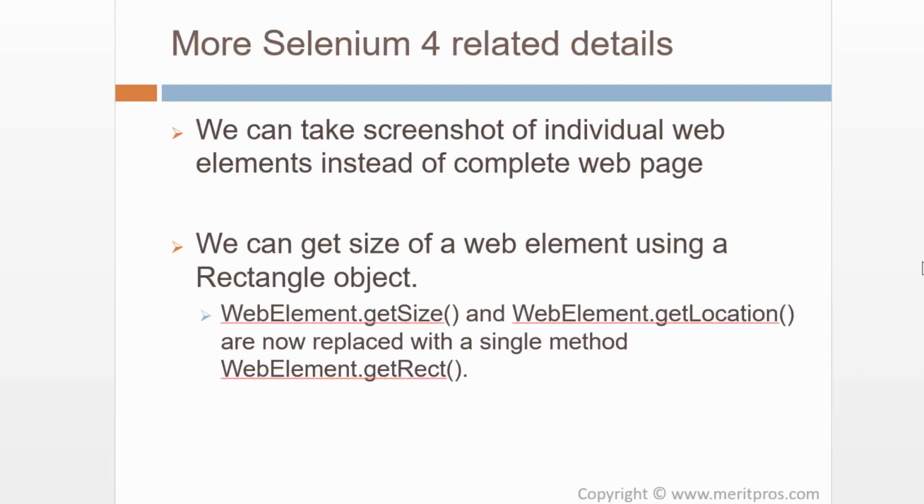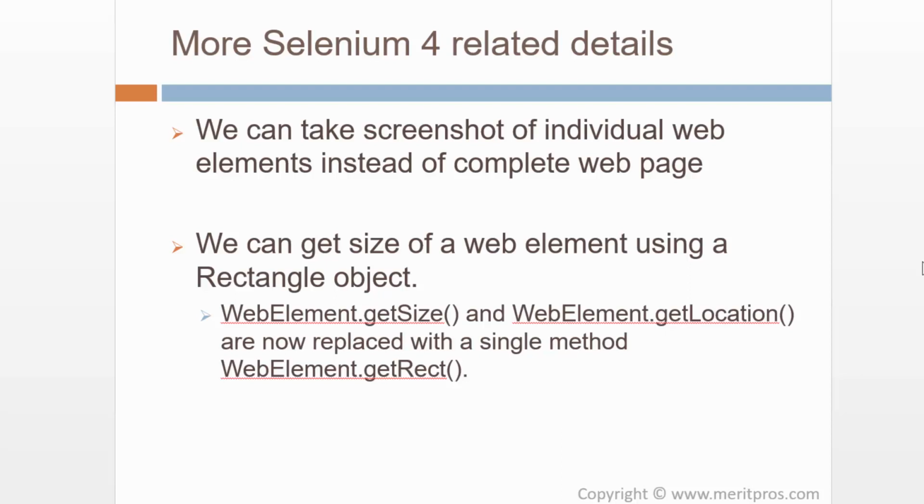Then coming to more details about Selenium 4, there are a few more functionalities. We can take a screenshot of individual web elements instead of the complete web page. In Selenium 3, we cannot take an individual element screenshot. We have to take the whole page screenshot. With Selenium 4, we can take individual element screenshots.